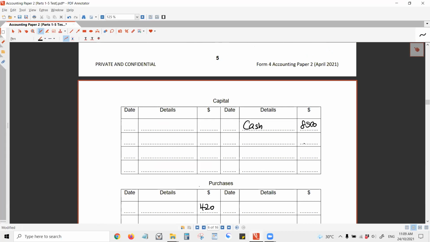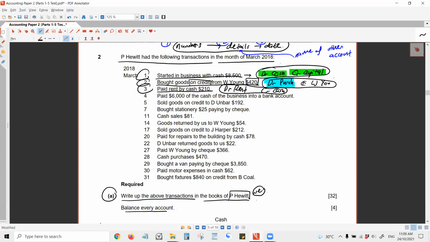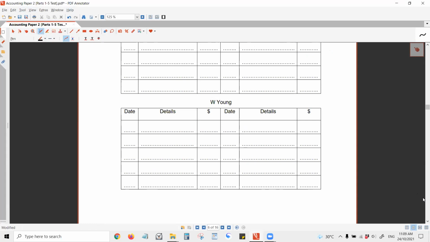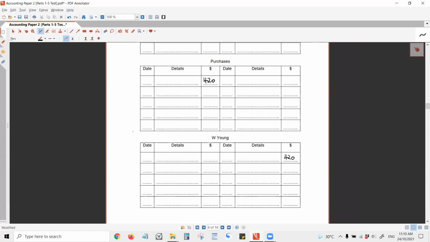Okay, so debit purchases. Then credit what? Credit W Young, right? Meaning going to W Young account, credit side, write a figure there, 420. Once again, after you have positioned the numbers correctly, then you can work on the details. So details are always the name of the other account. W Young here, purchases here.